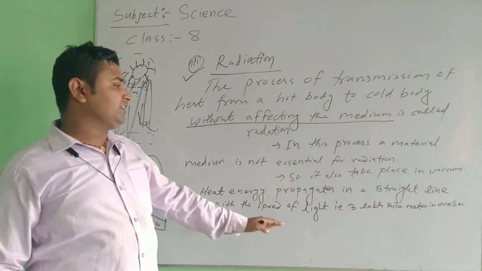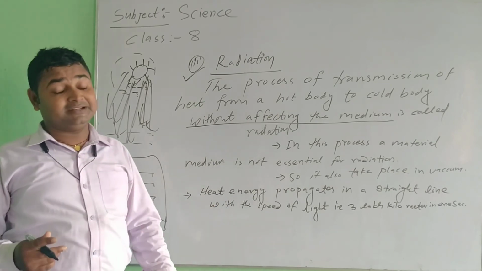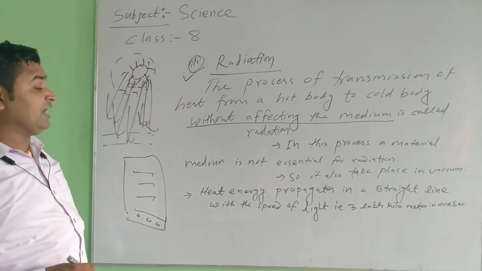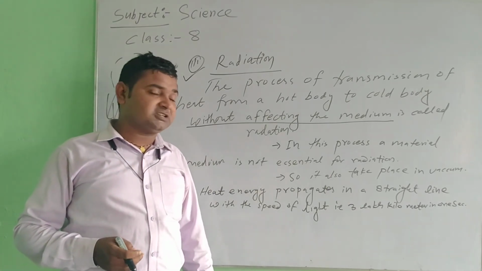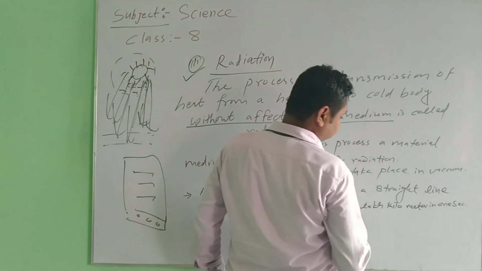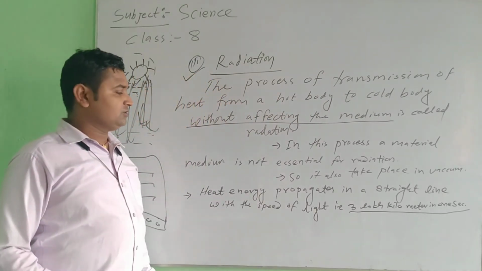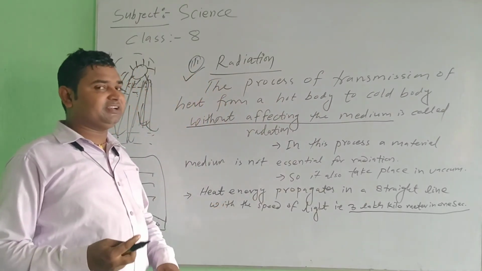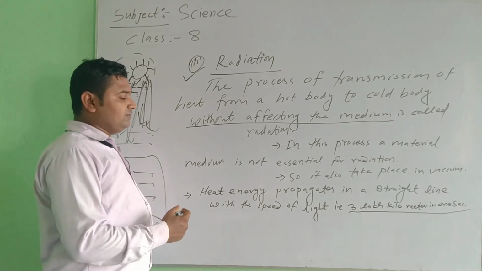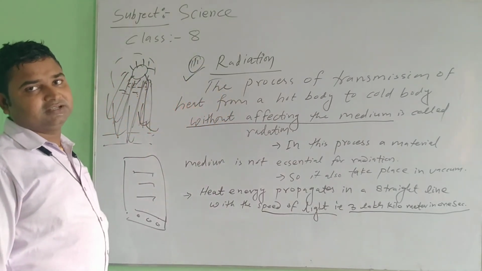It also takes place in a vacuum, and heat energy is propagated in a straight line. Heat energy is always propagated in a straight line with the speed of light, that is 3 lakh kilometers per second. So the heat energy always propagates in straight lines with the speed of light, 3 lakh kilometers per second.